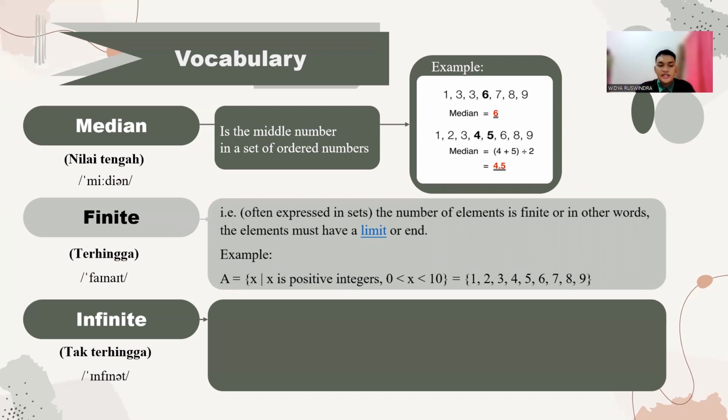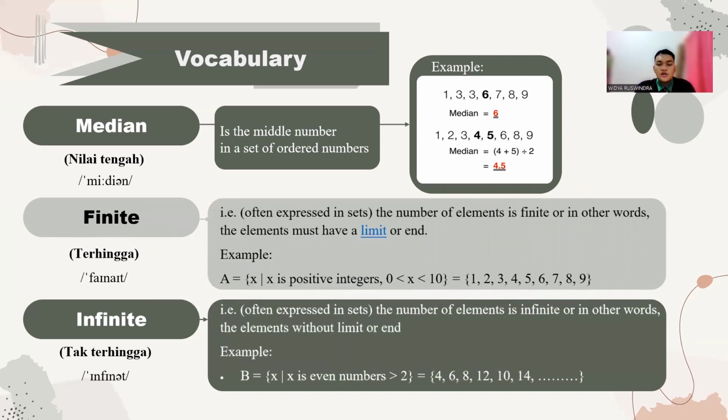Next vocabulary is infinite. In Indonesian language, we say tak terhingga. For pronunciation, it is infinite. For definition, it is often expressed in set. The number of elements is infinite, or in other words, the elements are without limit. For example, B equals x, if x is an even number greater than 2, equals 4, 6, 8, 10, 12, 14, and so on.